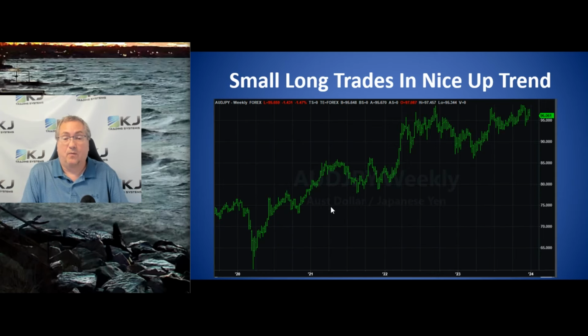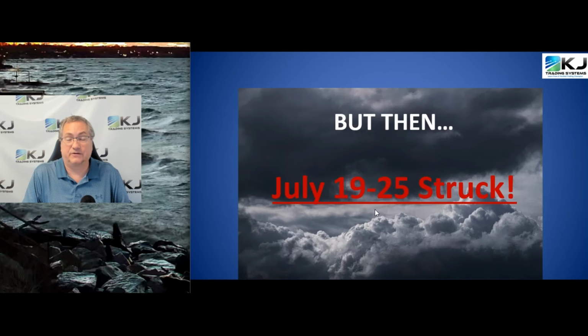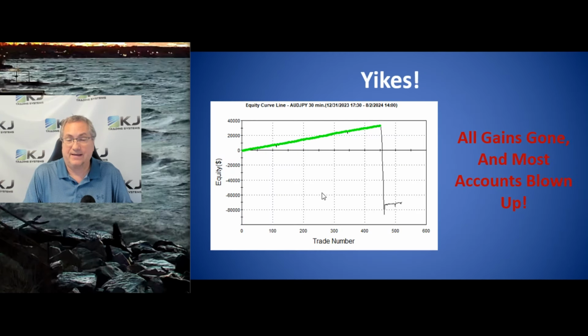But really, what it was, was people were buying this uptrend and just kept buying and taking little bites. Well, that works great until the market goes against you. And in this case, just trading it the first few months of 2024, the first 6.5 months, it worked great. If you had started even with a $50,000 account trading one lot and then using standard martingale, it worked great until July 19th through the 25th. And that's where this kind of approach just fell apart.